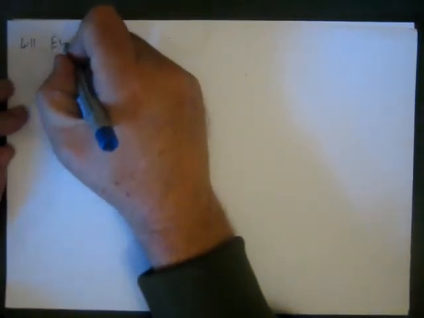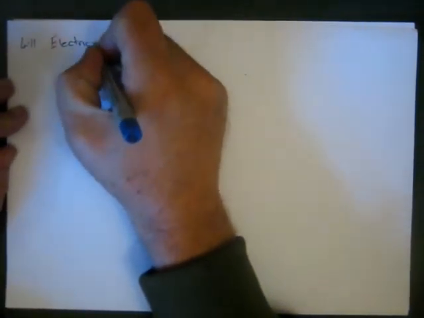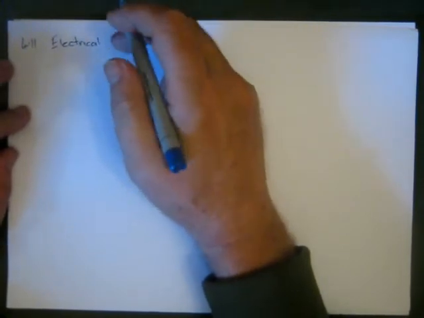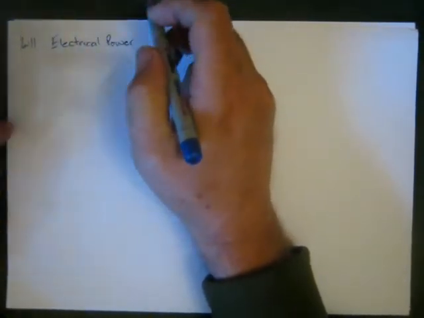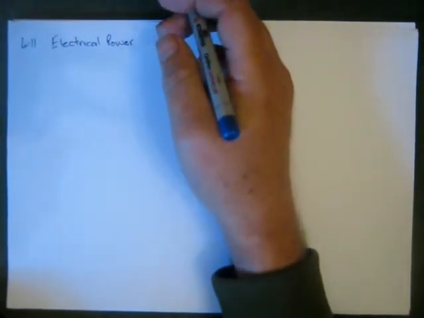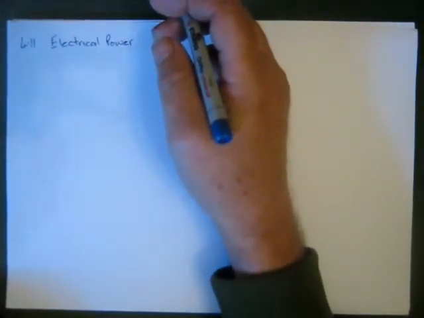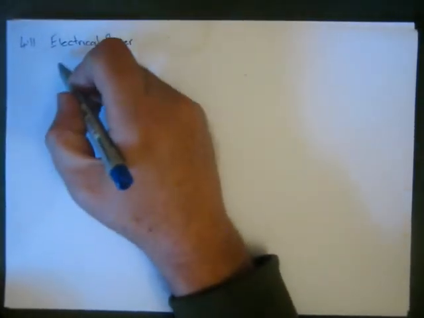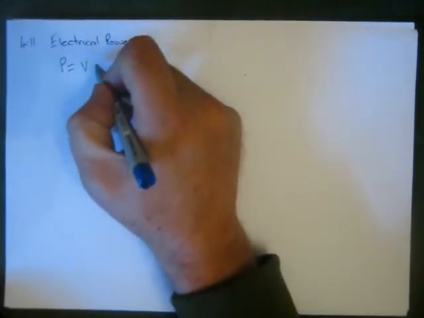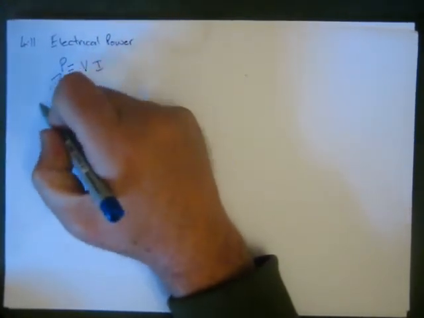Okay, let's talk about 4.11 power, electrical power. Now, power is the rate at which work is done, or in other words, the rate of changing energy. So, in electricity, basically power equals voltage times current. So this is power.